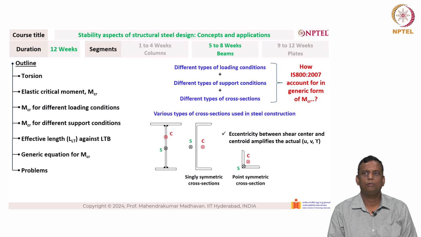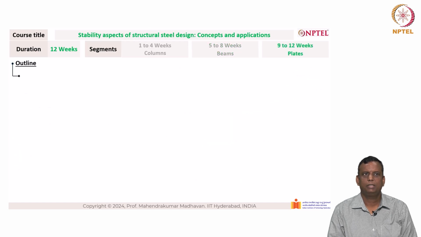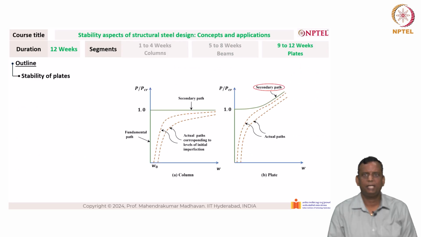Now we will move into weeks 9 to 12, which begin with plates. For plates, we'll talk about stability of plates, and how plates are different from columns. What you see on the left hand side is the bifurcation buckling of a column as well as the actual columns with initial imperfections.